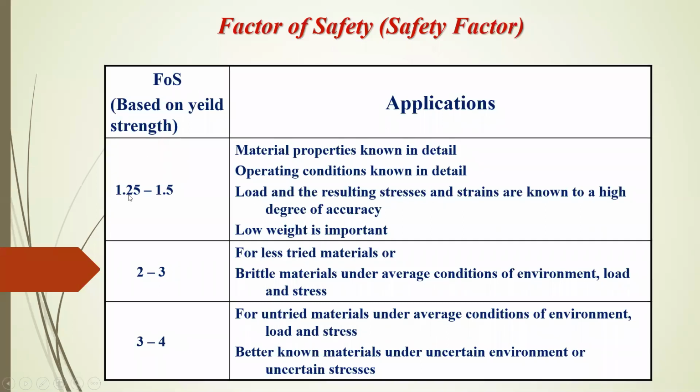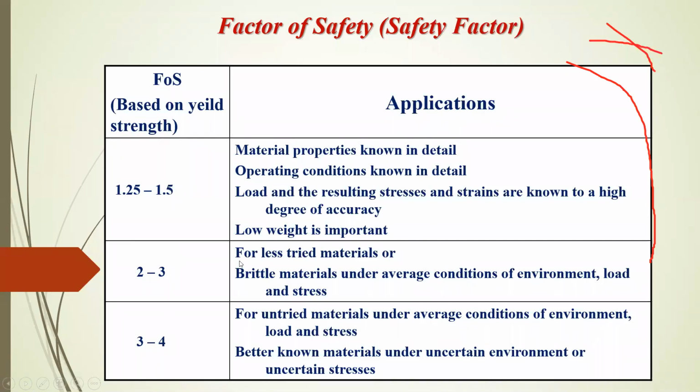The factor of safety is between 1.25 to 1.5 if the material properties are known in detail, the operating conditions are known in detail, the load and resulting stresses and strains are known with a high degree of accuracy, and low weight is important. In that case, we can take the factor of safety as 1.25 to 1.5.